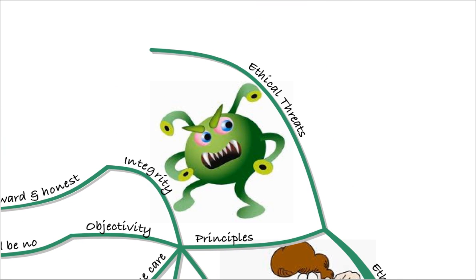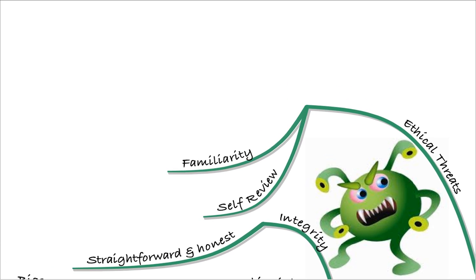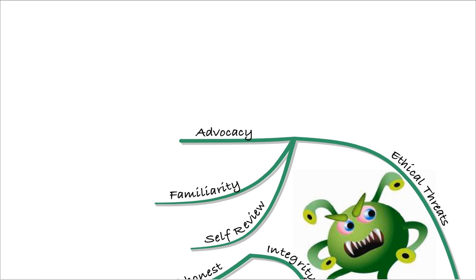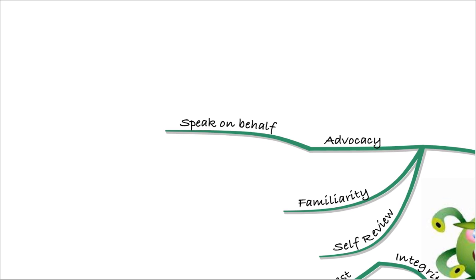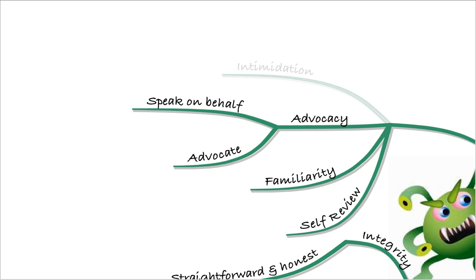The ethical threats then. The ethical threats, 5 of them plus 1 that I add on. So number 1, self-review. Reviewing your own work is the first ethical threat. Familiarity is the second ethical threat. Advocacy. Remember, advocacy is speaking on behalf or being an advocate for a client. They're an audit client. You need to be impartial. You need to be independent, so you can't speak on behalf of them.